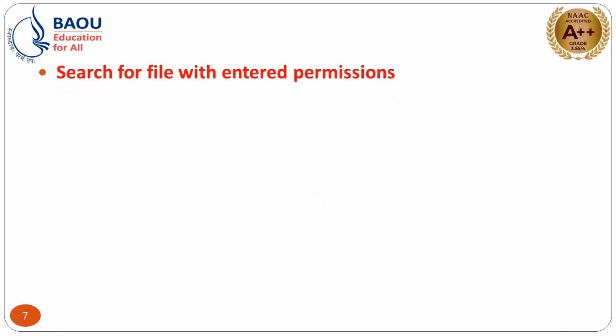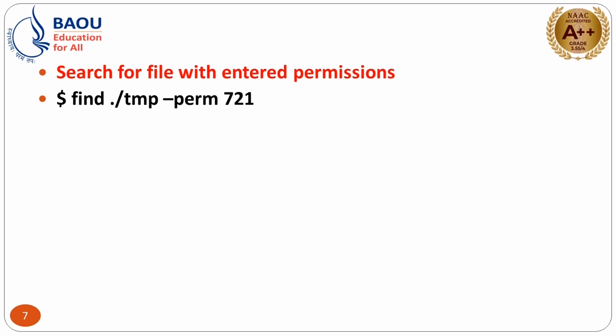Now searching for files with the entered permissions. So last session we discussed, if you want to assign some permissions, then you can use octal numbers also, or you can use some letters also. So here in this example, what does 721 mean? The first digit 7 in octal represents the permission for the user. Then the 2 in octal represents the group, and then the 1 represents the other users.